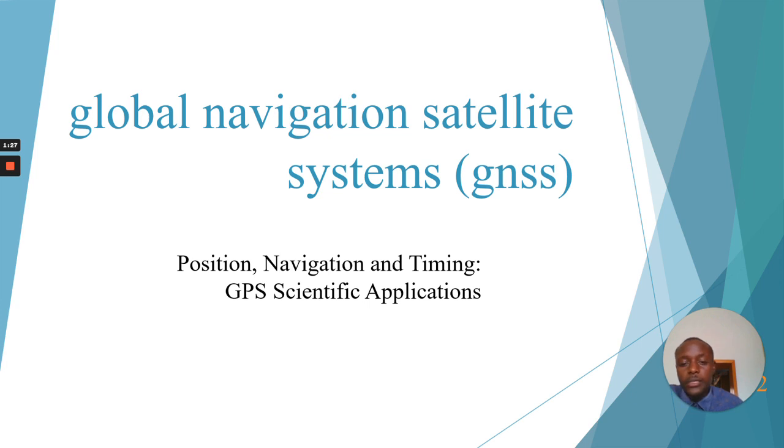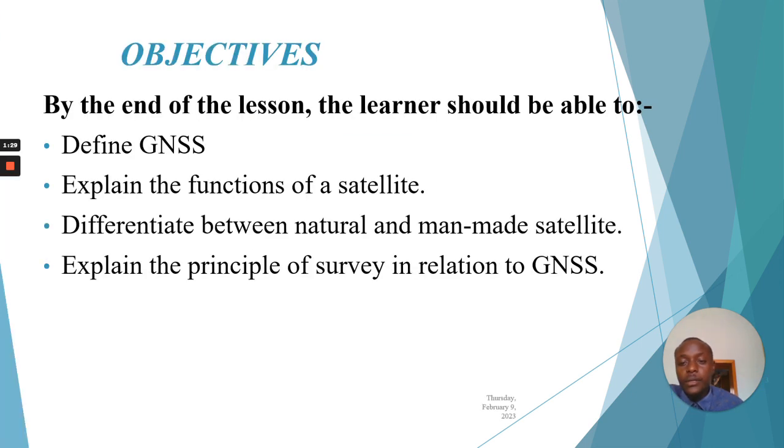We're going to look at the objectives. By the end of the lesson, the learner should be able to define GNSS, explain the functions of a satellite, differentiate between natural and man-made satellite, and explain the principle of survey in relation to GNSS.